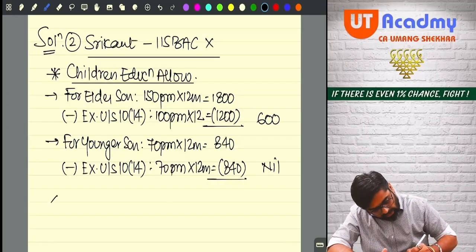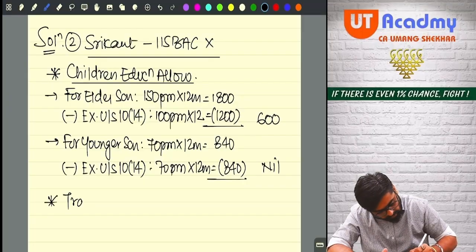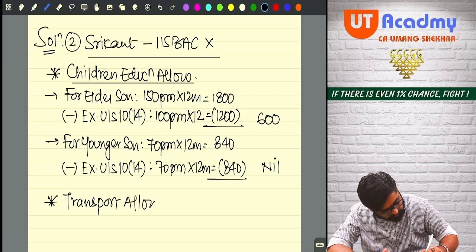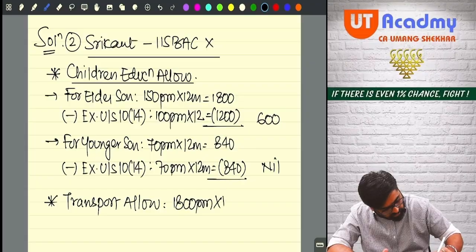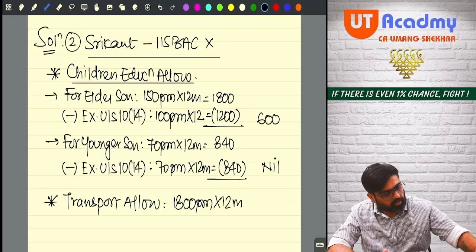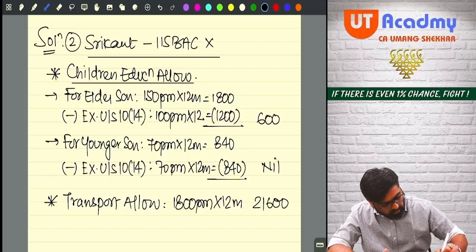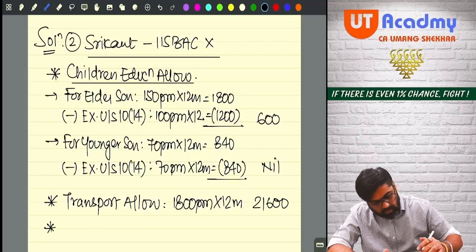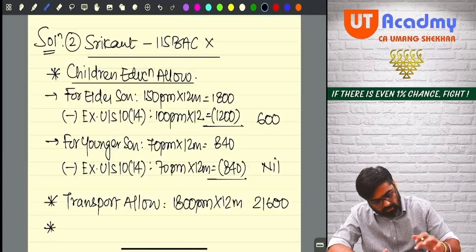Okay. So the second allowance is transport allowance, that is 1800 per month into 12. So 1800 into 12 will be 21,600. That will be fully taxable. Now after transport allowance, he is getting tribal area allowance.